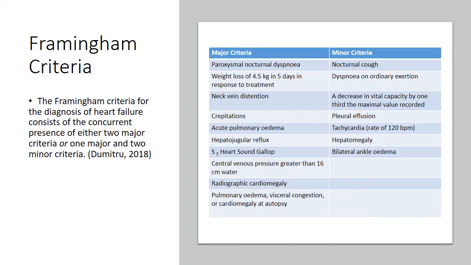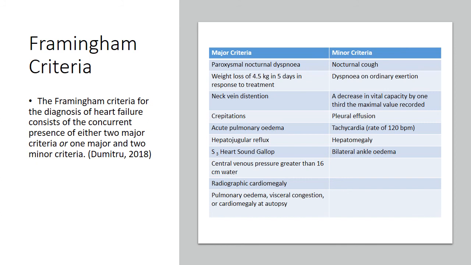Our Framingham criteria will help us to diagnose heart failure. So we've got our major and minor criteria, and the Framingham criteria says that with two major, or one major and two minor criteria, we can diagnose heart failure. So just to use this as at-a-glance information that will help you with interpreting your history and exam findings in order to decide whether or not to diagnose heart failure.